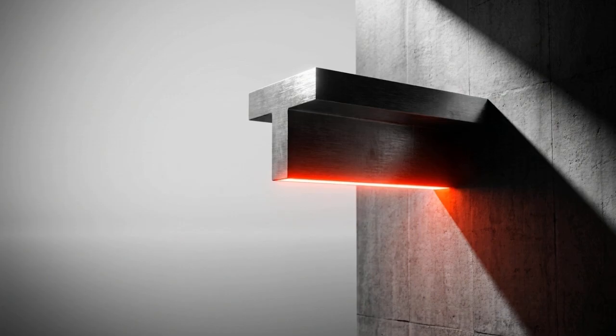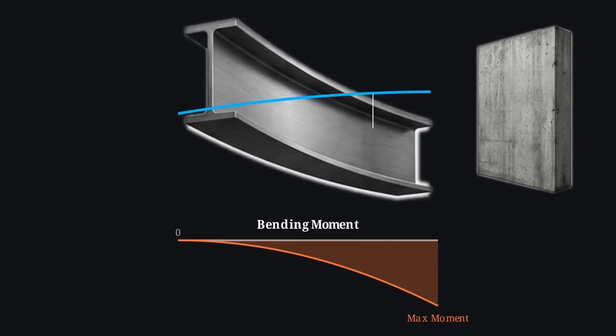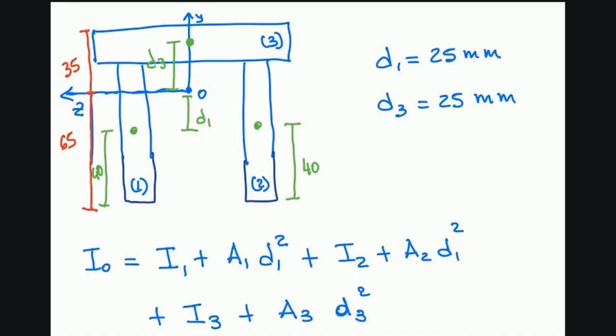Because the wall must resist the leverage of the entire beam's weight, the bending moment peaks right at the fixed support. As the beam sags, the top flange is pulled in tension, and the bottom edge is pushed into compression. This hand-drawn diagram illustrates the consequence of our shifted neutral axis.